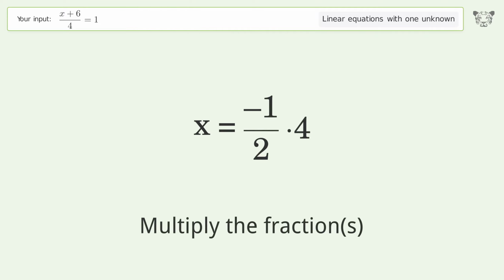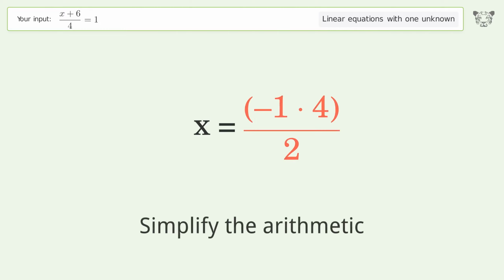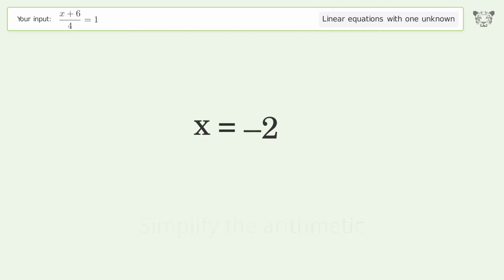Multiply the fractions. Simplify the arithmetic. And so the final result is x equals -2.